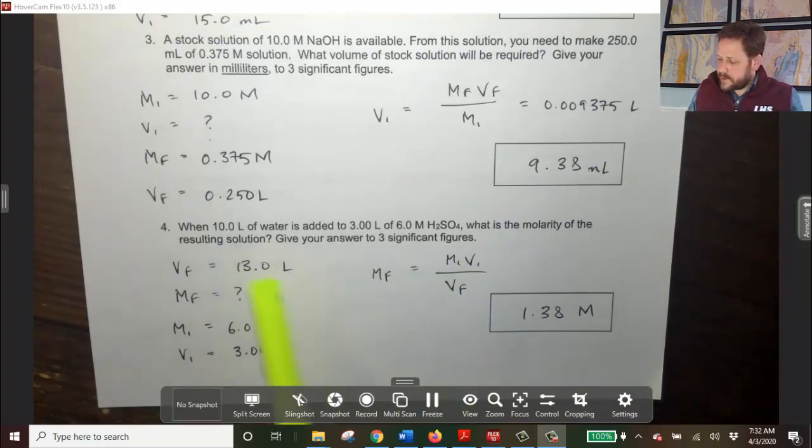Here, it says when 10 liters of water are added to 3 liters of solution. Notice that the final volume will not be 10 liters. Of course, if I add 10 liters of water to 3 liters of something else, I'm going to have 13 liters of solution. So make sure here you're dividing by 13 and not dividing by 10. It's very easy to get the final volume of the solution mixed up with the volume of water added.